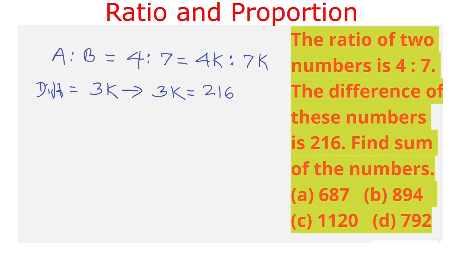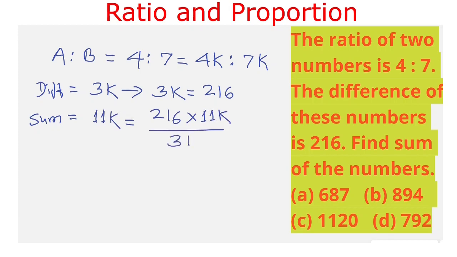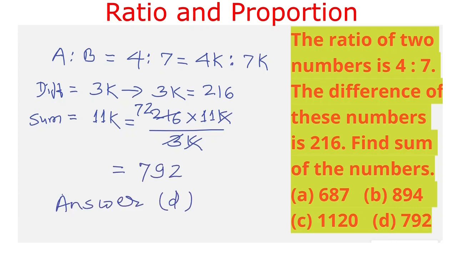And the sum is 7K plus 4K, which is 11K, so it is 216 multiplied by 11K divided by 3K. The K in numerator and denominator is cancelled, and 3 divides 216 seventy-two times, and 72 multiplied by 11 is equal to 792. And from the given options, our answer is option D. We go to the next question.